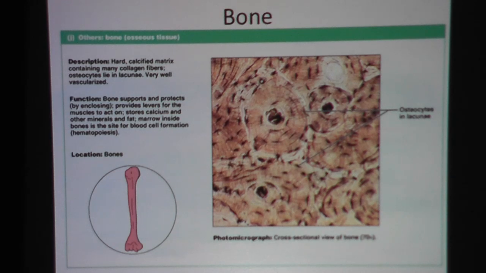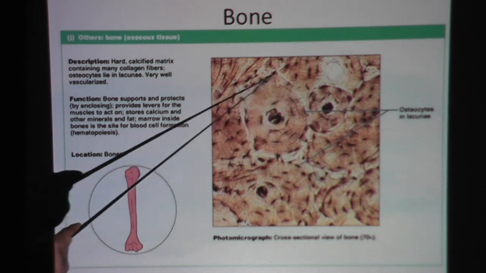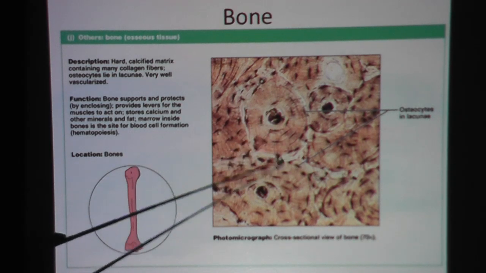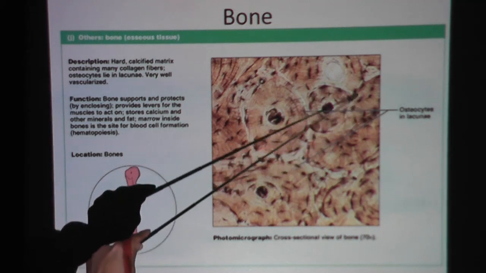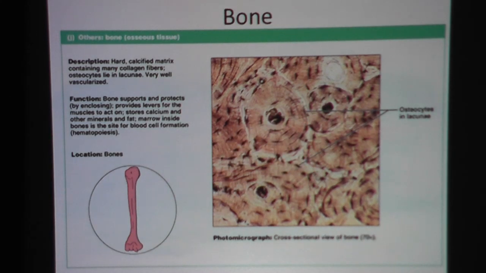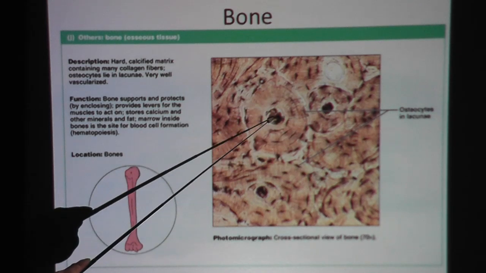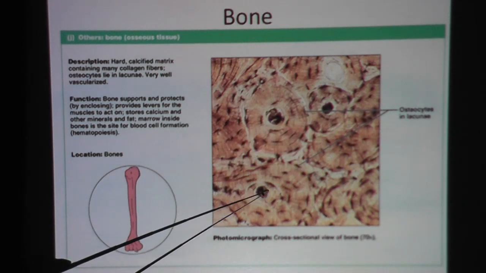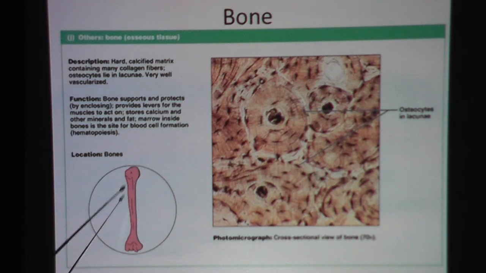Okay, this whole round unit is called an osteon. Here's another round unit called an osteon. Here's another one. Now, how do I know it's one unit? Well, every osteon has a central canal. Once you see that, you know that's one unit. Where are you going to find this compact bone? It's going to be in long bones, like the femur or the humerus.